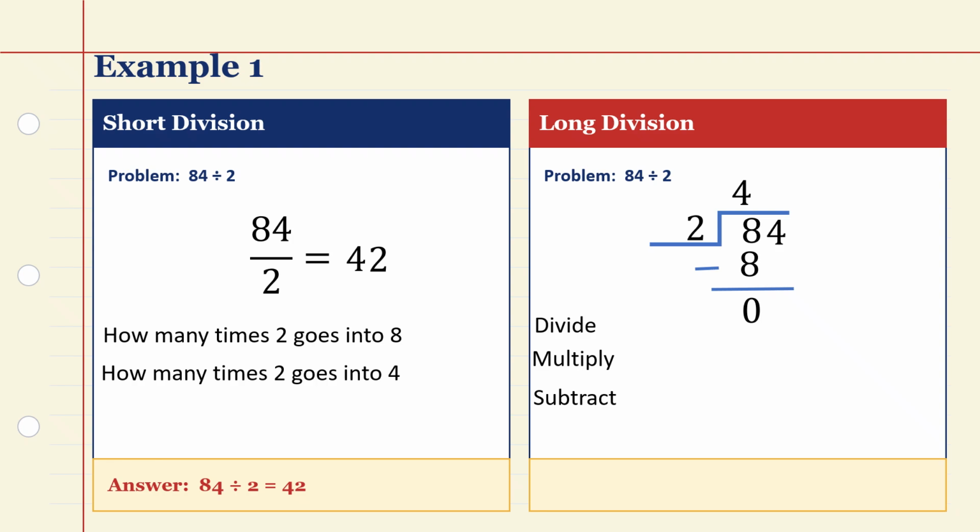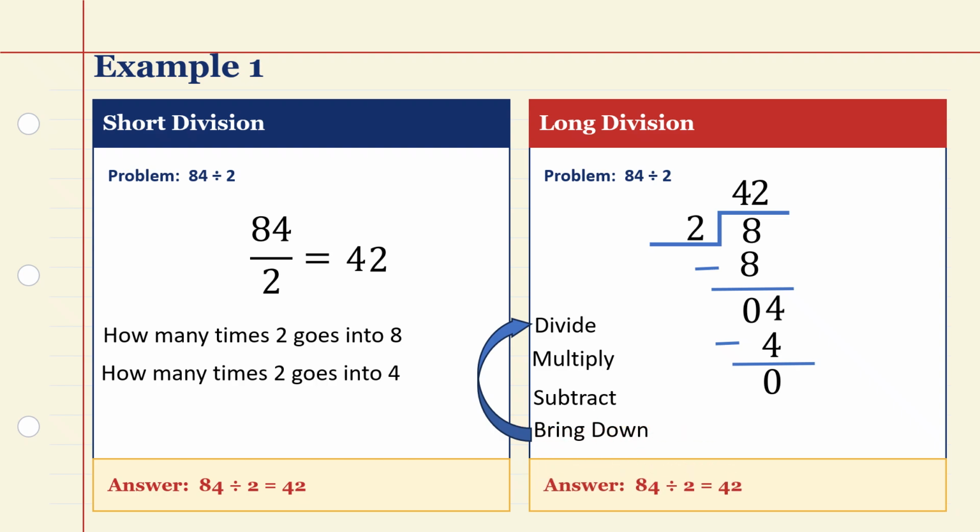The fourth step is bring down the next number. So we bring down this 4 because we finished multiplying the 8. Then we repeat the same steps. So we start again by dividing. So 4 divided by 2 is 2. And then multiply, 2 times 2 is 4. And then subtract, 4 minus 4 is 0. If the last number is 0, that means you don't have a remainder. So 84 divided by 2 is 42.